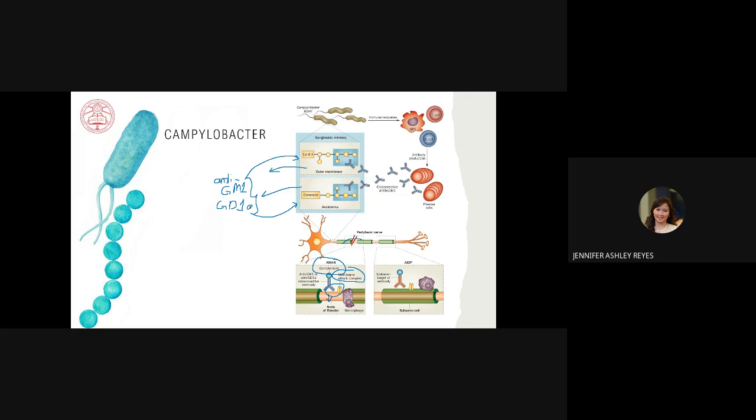So, that will further cause macrophage invasion, and it can also enter the periaxonal space and cause scavenging of injured axons. So these immunologic mechanisms can result in the development of Guillain-Barré syndrome because of Campylobacter jejuni infection.